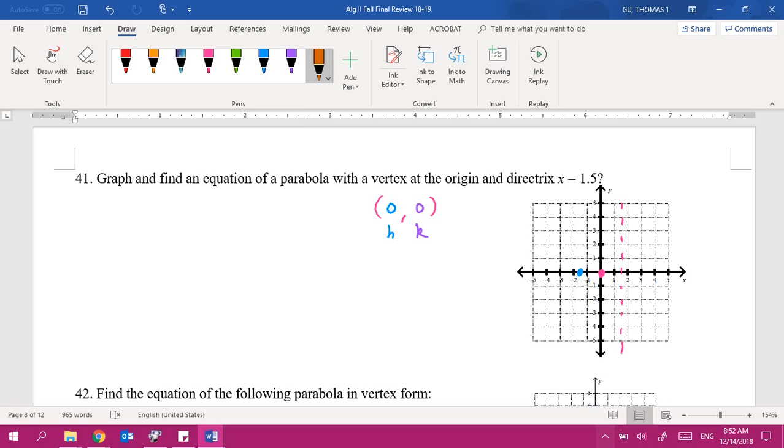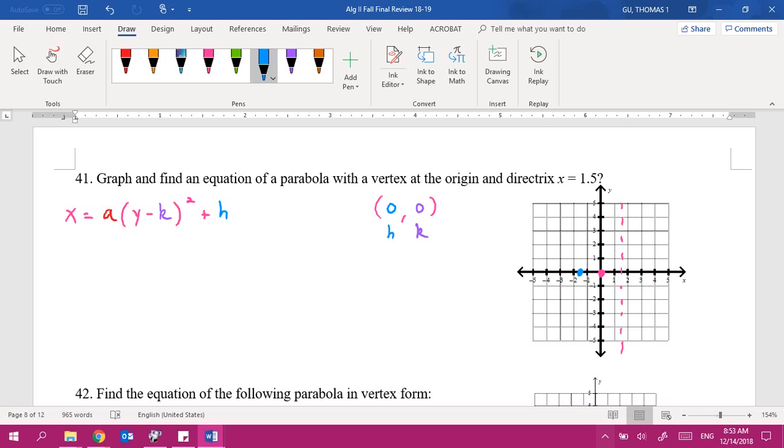And so now we see that these 2 points right here, the focus and the vertex, are lined up horizontally, which means this is going to be a horizontal parabola. And the equation for that is x equals a times (y minus k) squared plus h. Now we already know h and k.